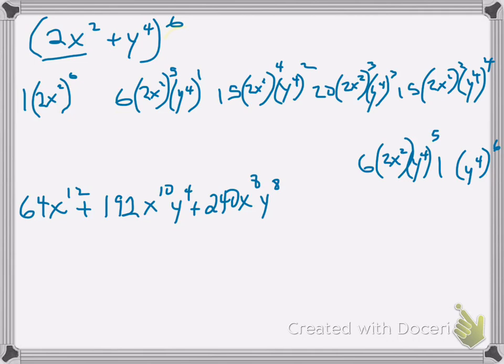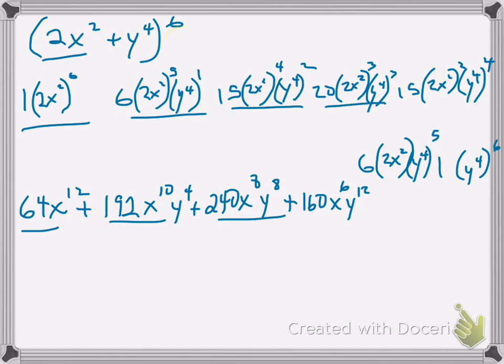The next term is 20 times 2 cubed. That's 20 times 8, which is 160. x² cubed is x⁶. y⁴ cubed is y¹². So that's these: just one term, 2 terms, 3 terms, 4 terms.